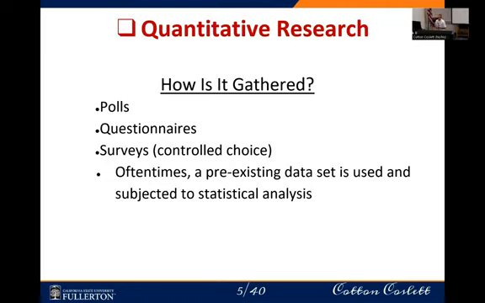But we also like to think about how quantitative research is gathered. It can be a helpful way of picturing how the methods are used and how this information is gathered. Quantitative research is often gathered using polls, questionnaires, and surveys, and it's important to point out that in this case, by surveys, we're referring to controlled choice surveys, such as a Likert scale. And oftentimes, quantitative research is based on pre-existing data sets, and those are subjected to statistical analysis.